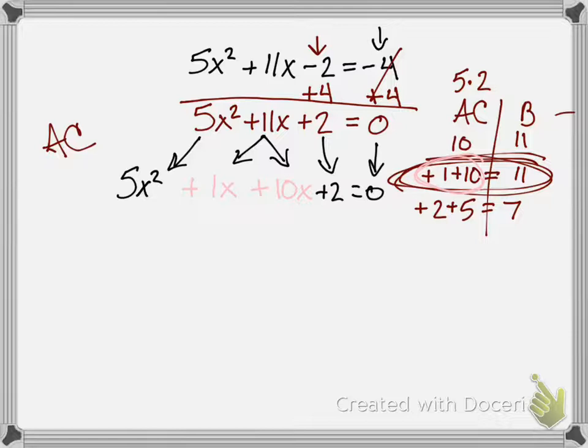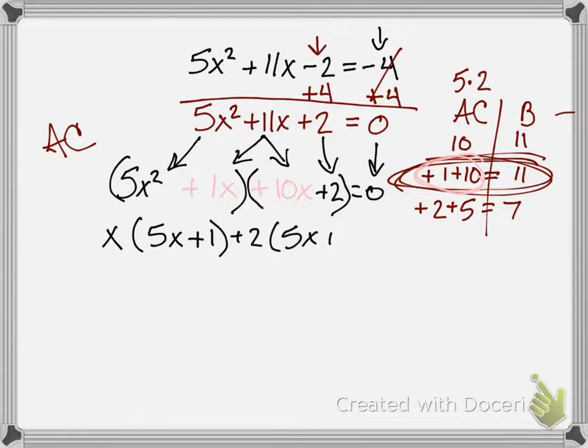So now I'm going to focus on my left side of the equation for my AC. I'm going to go ahead and group my first two and last two terms. I'm going to take a GCF away from each group. So in my first group, I can take out an x. I'm left with 5x plus 1. In my second group, I can take out a positive 2. I am left with 5x plus 1. Notice that equals 0 is just going to get carried along, but you don't have to do anything with it.